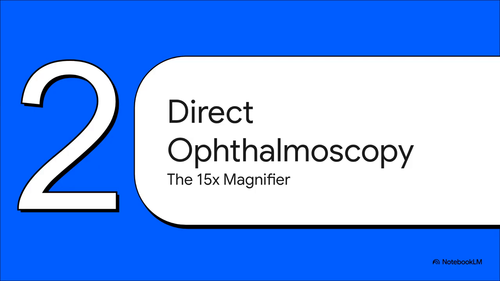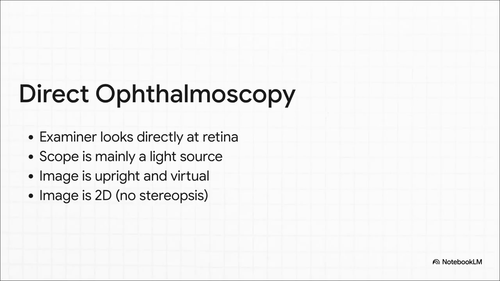Moving on to Section 2. Optics of direct ophthalmoscopy, the 15x magnifier. Now, what's wild about the direct ophthalmoscope is how incredibly simple the optical setup actually is. You're looking directly at the retina. Imagine you're holding the retina in your hand and just looking at it through a magnifying glass. The scope itself is basically just acting as a fancy flashlight. The resulting image you get is upright, it's virtual, and it is highly magnified.